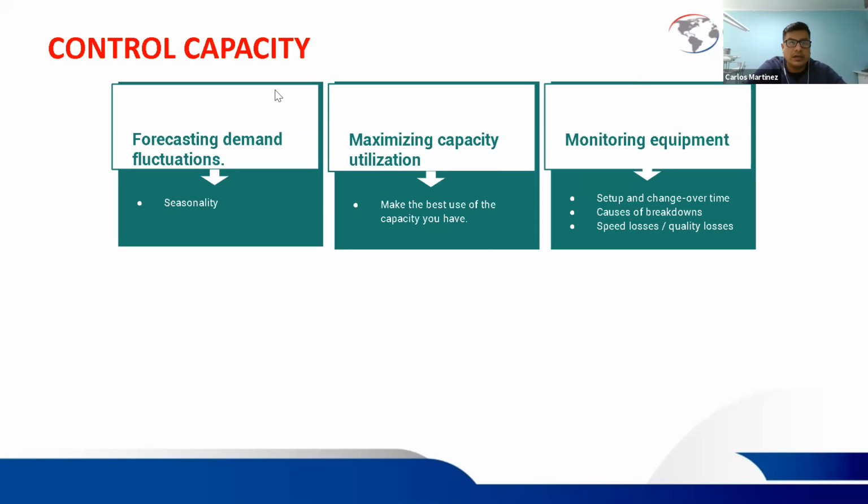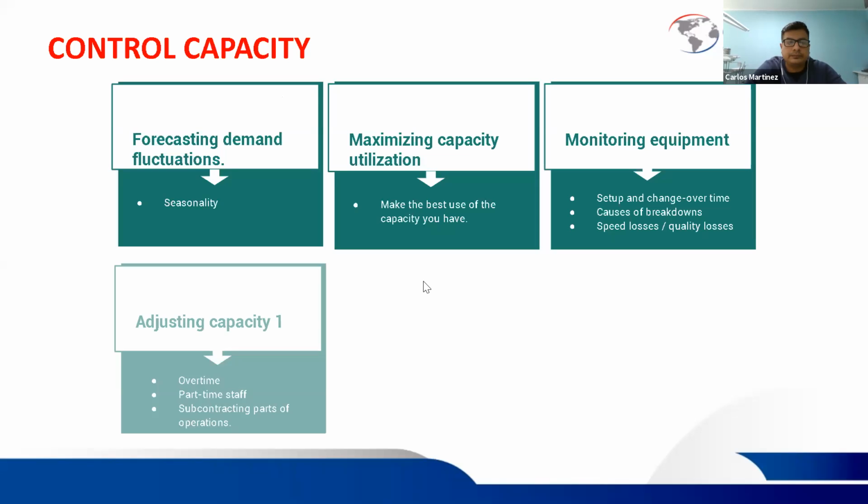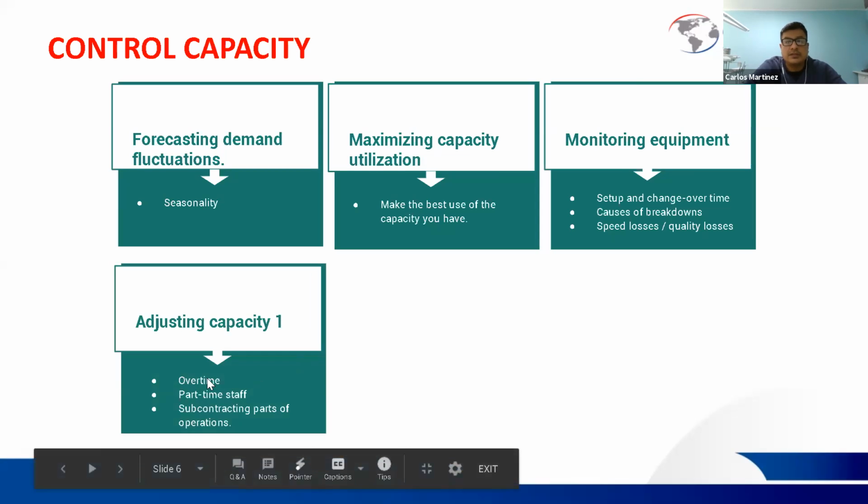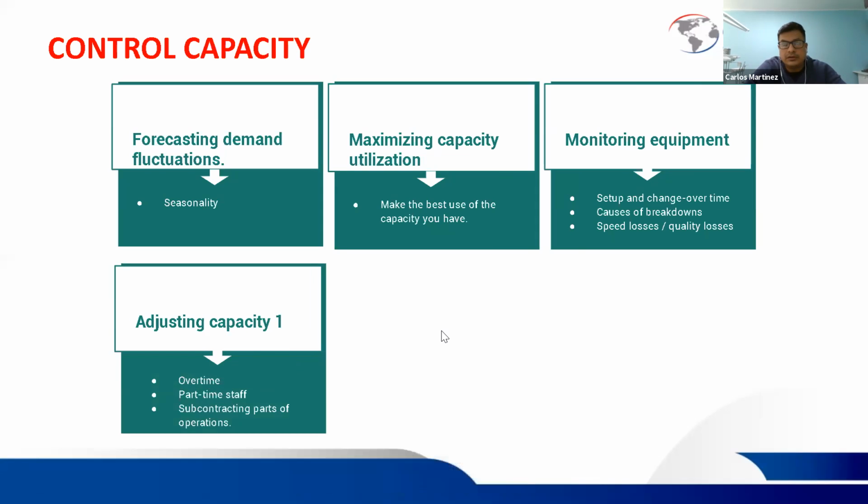Okay, so far we have mentioned three ways that we can control the capacity. First is to forecast the demand depending on the seasons, to maximize the capacity of our factory, and to monitor our equipment. And then the following is to adjust the capacity. We need to adjust, for example, how many people we need, or how many machines we need working overtime. Do we need part-time staff, or do we need full-time staff?